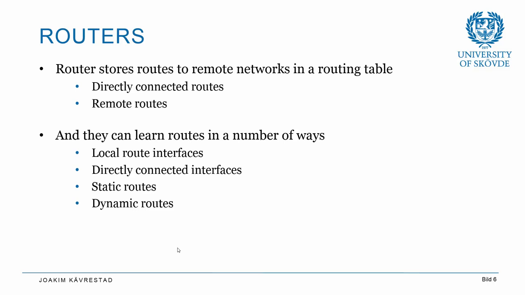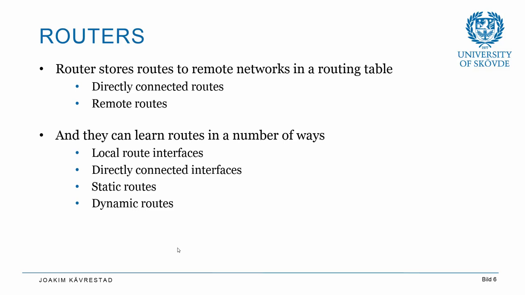So there are 2 types of routes in the routing table. We have the directly connected routes, and those are routes to all the networks that a router is directly connected to. Essentially, every router port is its own network, and the router, of course, knows about those directly connected networks. That's nothing weird. Then we have remote routes, and remote routes are essentially routes to anything that is not directly connected.